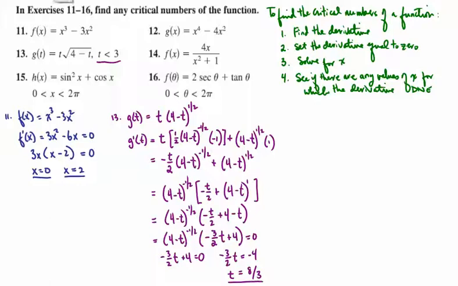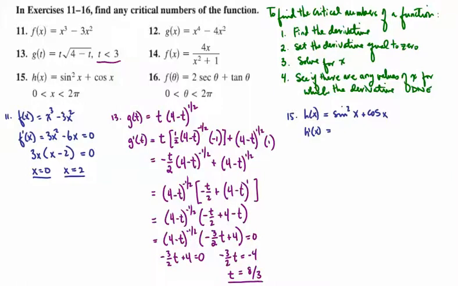Next, number 15, trigonometric function. Number 15, we have h of x is equal to sine squared of x plus cosine of x. We need to find the derivative, h prime of x.